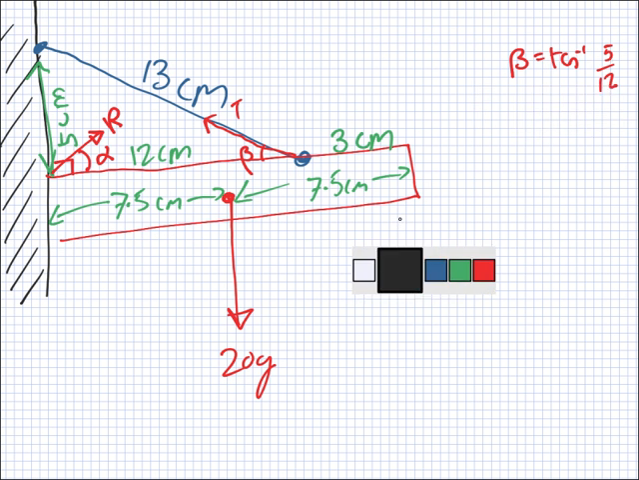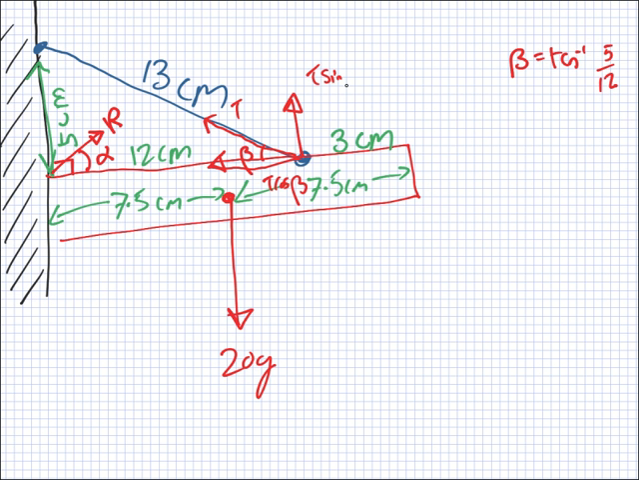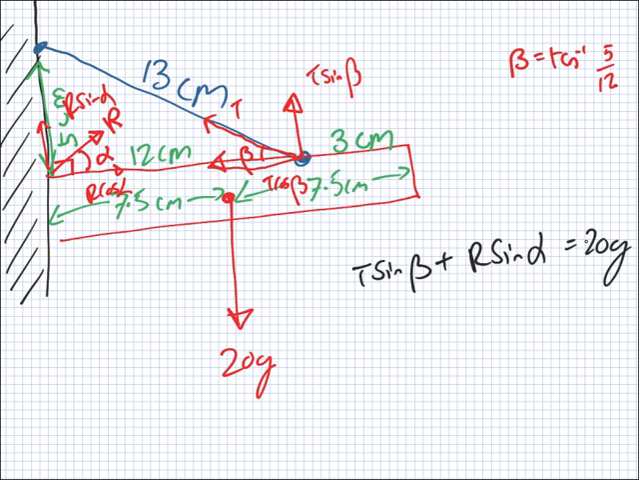Right, so let's see, what equation can we make? Well, here you can change this into T cos beta and T sine beta. So there's T cos beta, and this one here is T sine beta. And you could do the same thing here as well, R cos alpha and R sine alpha, if you wanted to. Okay, right, so let's see what we can say. We can say T sine beta plus R sine alpha should equal 20g. Agreed? We can also say that R cos alpha should equal T cos beta. Is that okay?